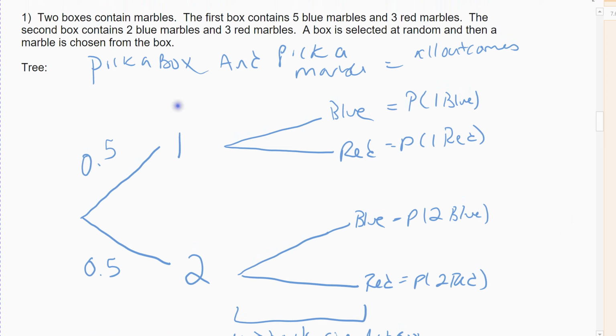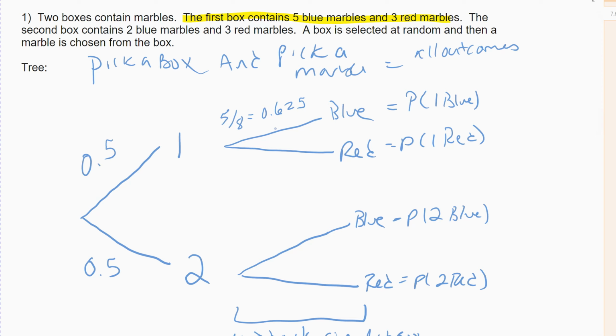So this set of branches is, if I've picked box 1, so given box 1 is in my hand, what's the probability I get a blue? Well, if I've got box 1, the first box, I've got a chance of getting a blue marble. Well, there are 5 blue marbles and 3 red, so there's a total of 8 marbles. And so to get a blue marble out of my first box, it's a 5 out of 8 chance. And so this would be 5 divided by 8. And I'm going to write the decimal of that. The decimal is 0.625.